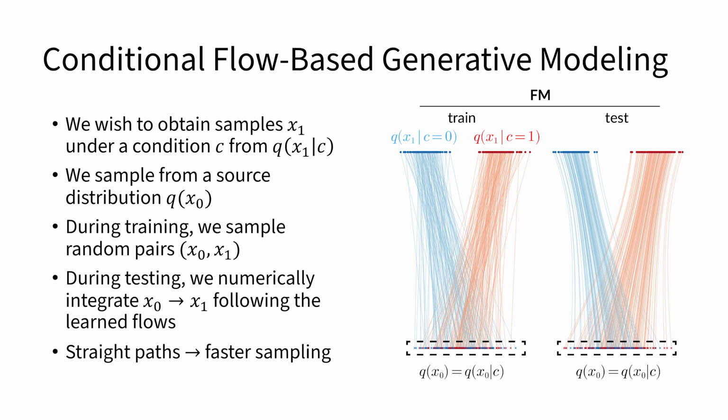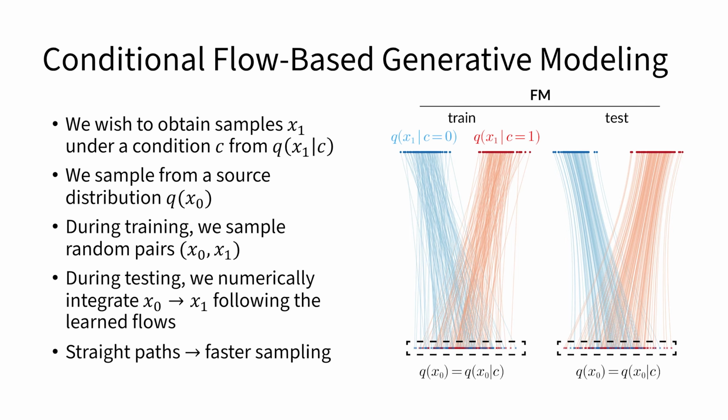We are interested in the problem of conditional flow-based generative modeling. Concretely, we wish to obtain samples x1 from a target distribution Q(x1|C) under some condition C. In the illustration on the right, the target distribution is the top distribution, which is a mixture of two Gaussians, and the condition is either C equals 0 or C equals 1, as indicated by their colors.